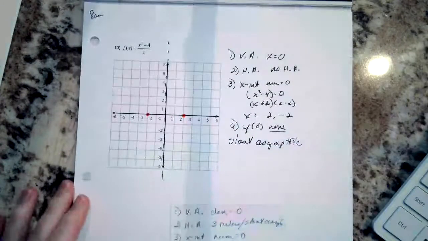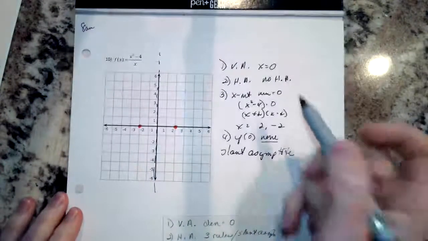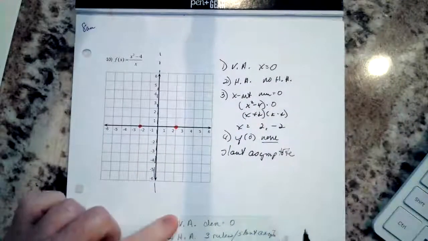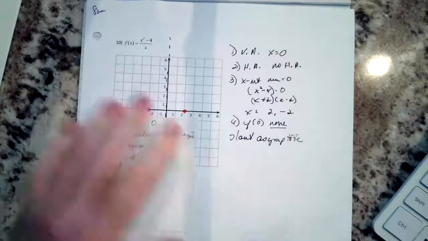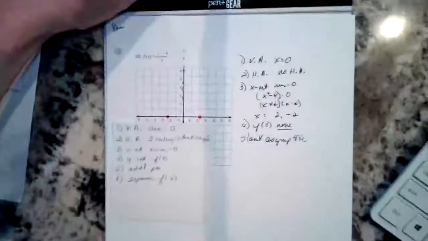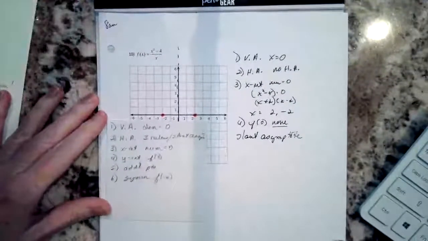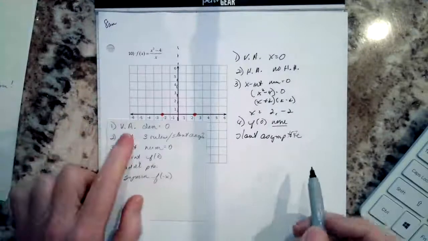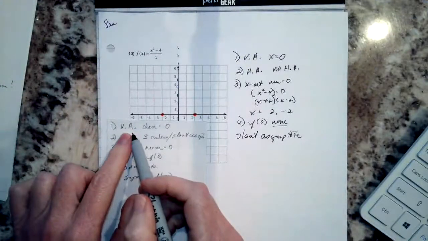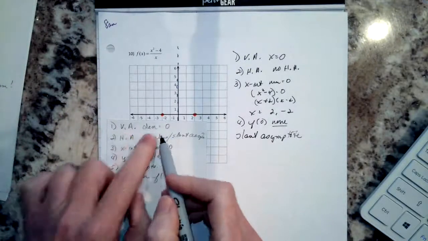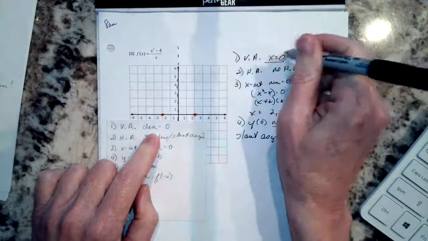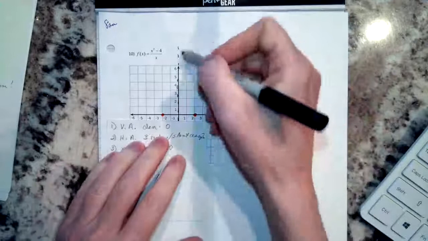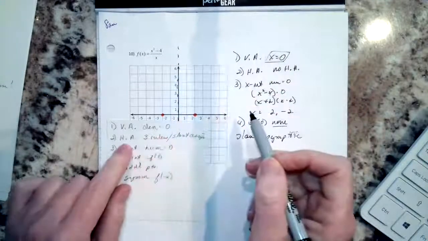Okay, let's look at that last one we were doing. Let's go through these just real briefly. Here's my little list of what we're doing. Let's move this up a little bit. Okay, so the first thing we're doing is vertical asymptotes. That amounts to setting the denominator equal to 0. So x equals 0. That's our vertical asymptote, and I drew it in there.